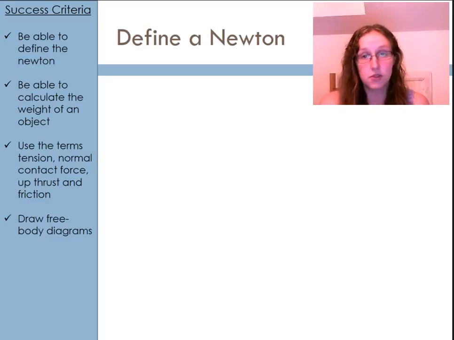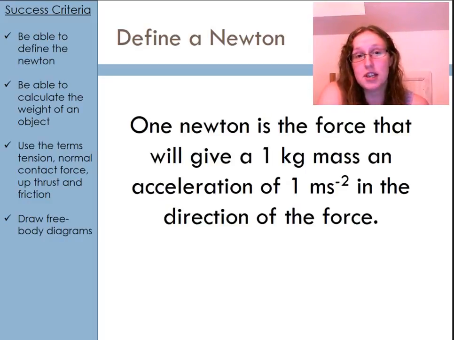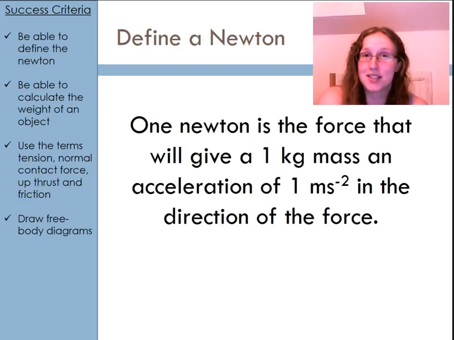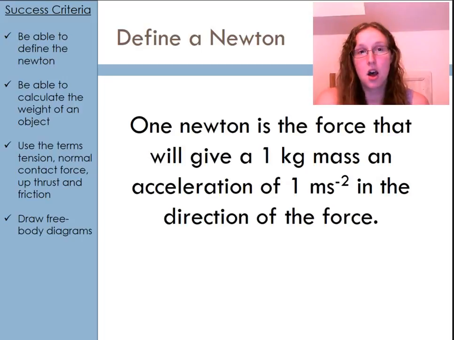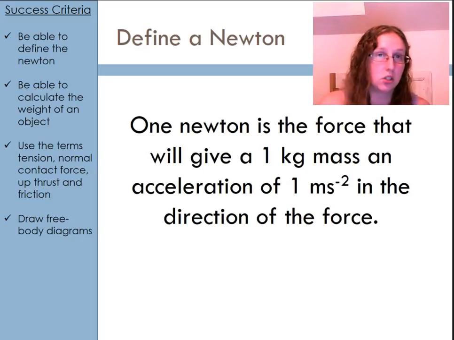So the definition for a newton is as follows. 1 newton is the force that will give a 1 kilogram mass an acceleration of 1 meter per second squared in the direction of the force. So pretty straightforward, hopefully. Be aware this is the definition for a unit, not a quantity. This is not the definition of a force, this is the definition of a newton.